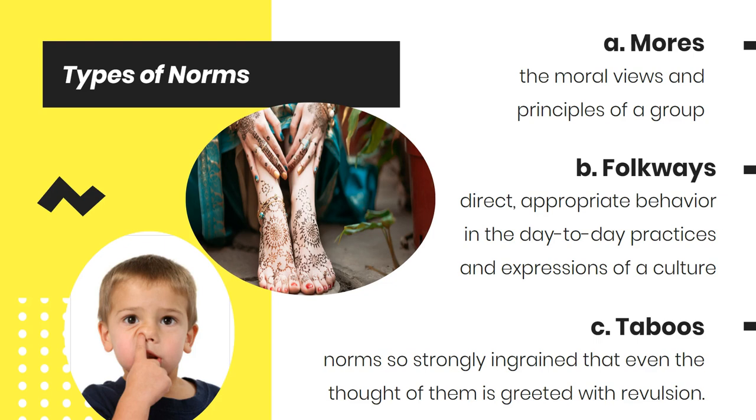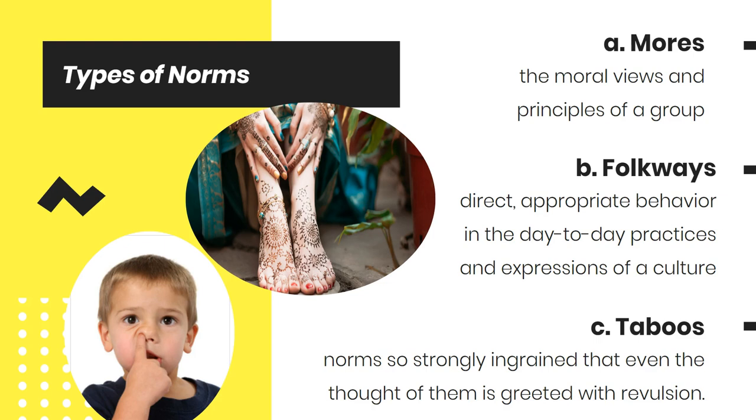Norms can vary in terms of their importance to a culture. First of all, there are mores, which are the strongest compared to folkways and taboos. They're more pervasive in our society. Mores are the moral views and principles of a group. Mores are believed to be essential to core values, and we insist on conformity. A person who steals, rapes, and kills has violated some of society's most important mores.